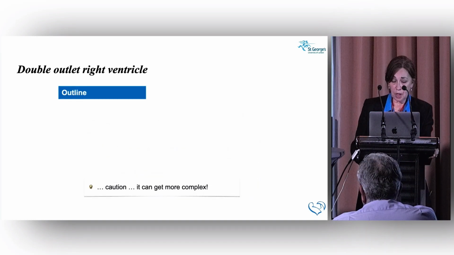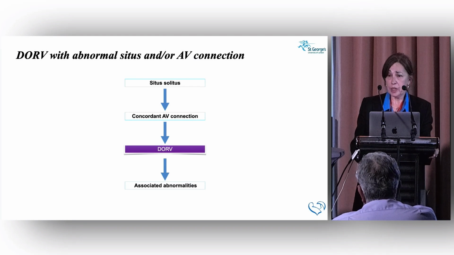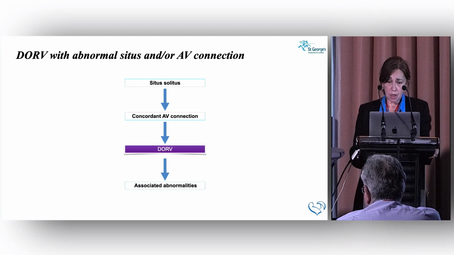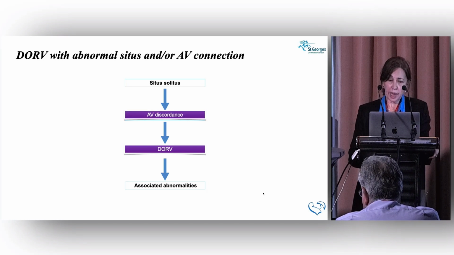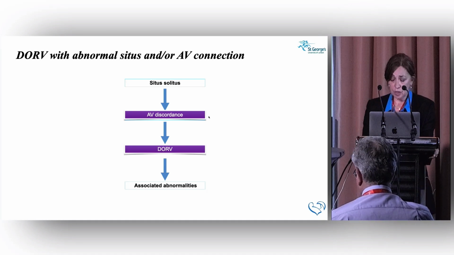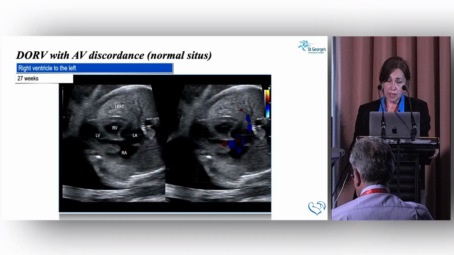I will show you that it can be even more complex than what you've seen so far. So I'm going to change now to one example of double outlet with abnormal situs and AV connection. It can occur with abnormal situs or AV connection, as I said at the beginning. My example is situs solitus with AV discordance. That is, the ventricles are inverted, and we have double outlet. So let's see an example of that.